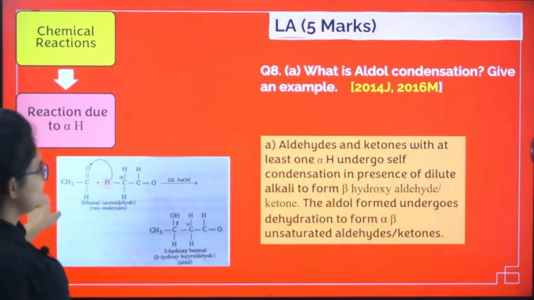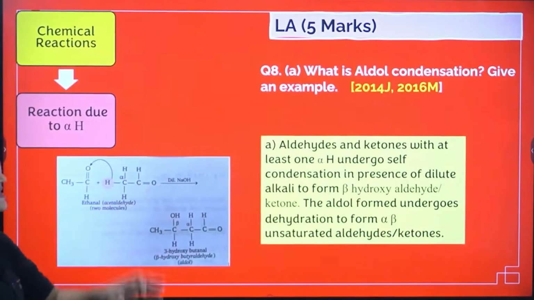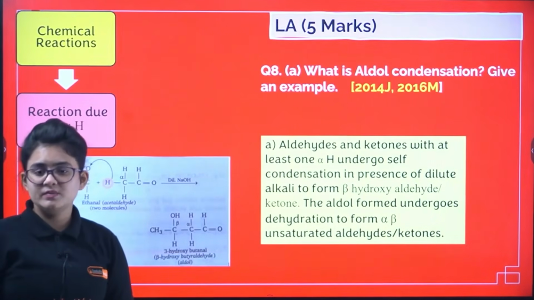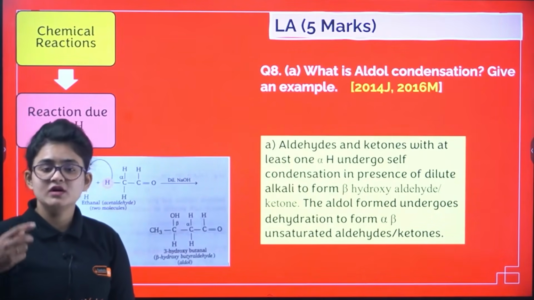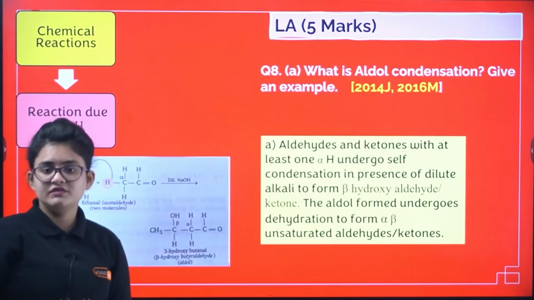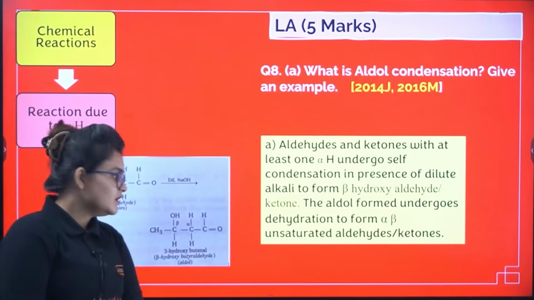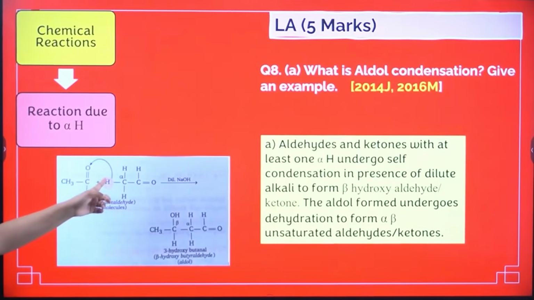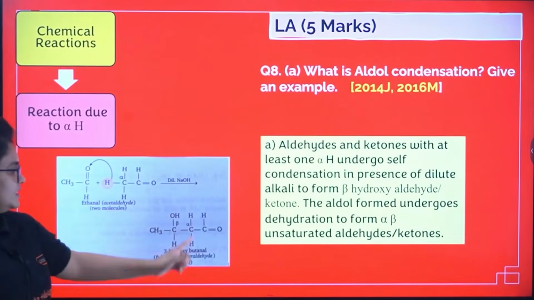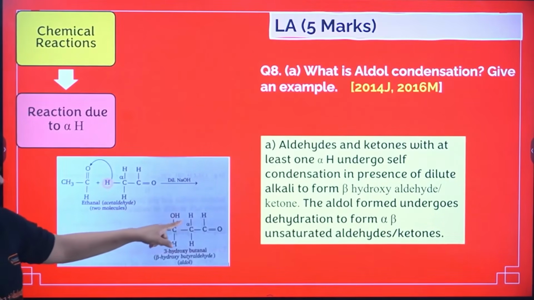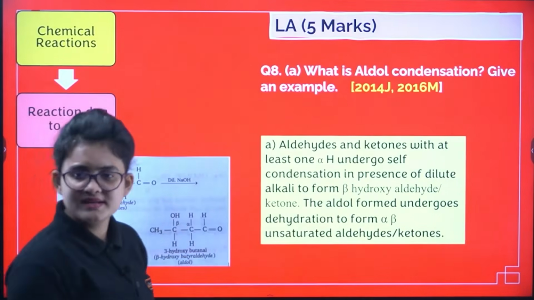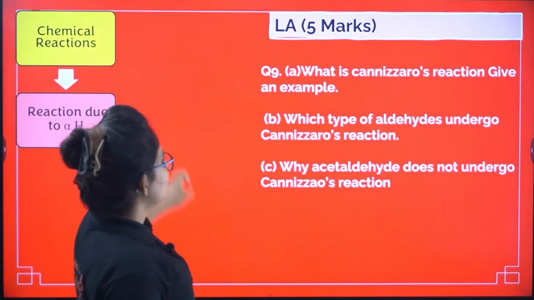What is the aldol condensation reaction? So you can see aldehydes and ketones which have at least one alpha hydrogen will undergo self condensation in presence of dilute alkali and form beta hydroxyaldehyde. On further dehydration, it will give you alpha beta unsaturated carbonyl. So here comes the reaction. You can take this hydrogen and oxygen here and this carbon-carbon bond will be formed. Further dehydration can take place and you can get alpha beta unsaturated carbonyl out of it. That is aldol condensation.